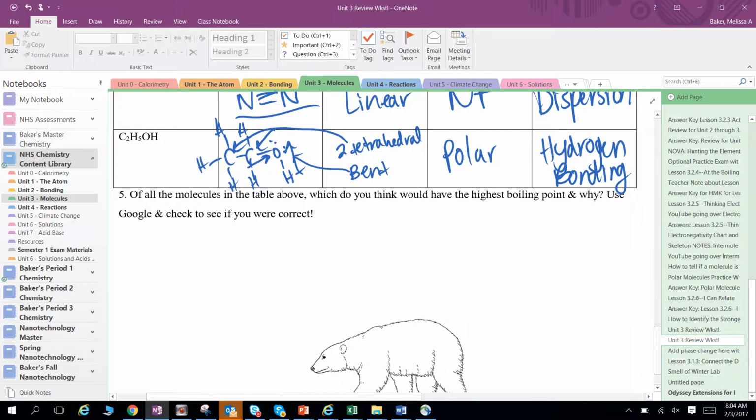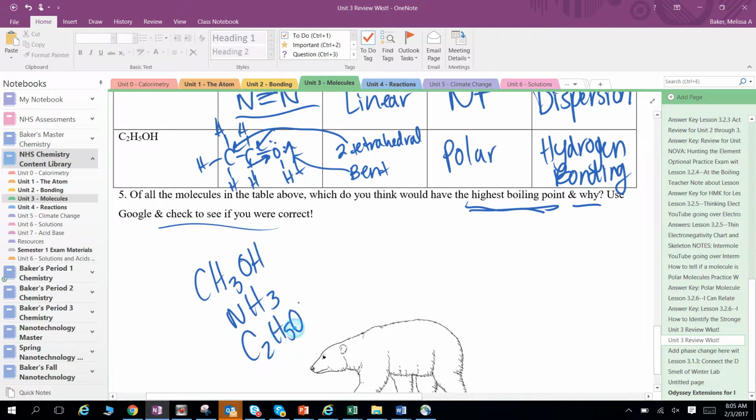Of all the molecules in the table above, which do you think would be the hardest to boil, and why? Use Google to see if you were correct. So we know it's got to be between the CH3OH, the NH3, and the C2H5OH, because those all have the strongest forces between them. Then, knowing that all of these have the hydrogen bonding forces, I would choose the largest one to guess that that would have the highest boiling point.